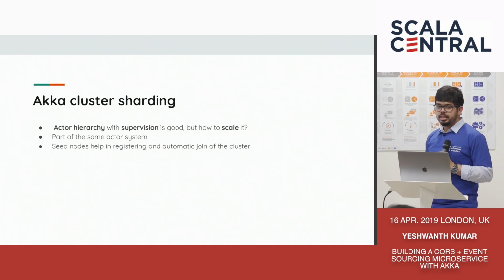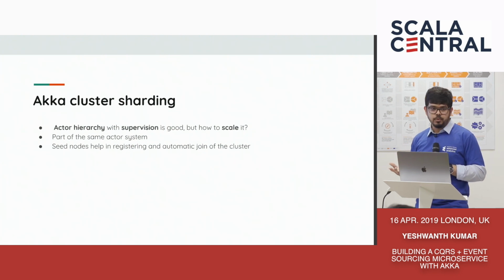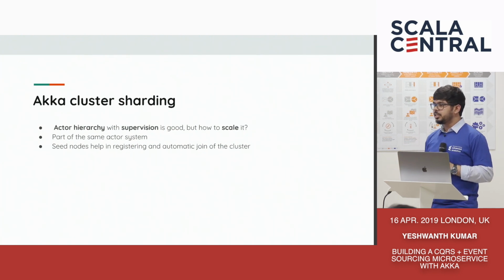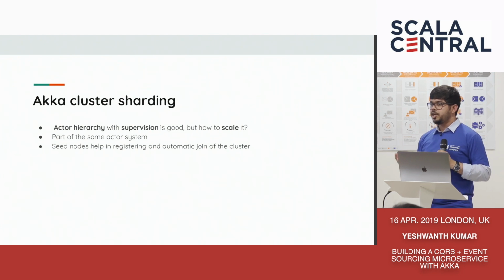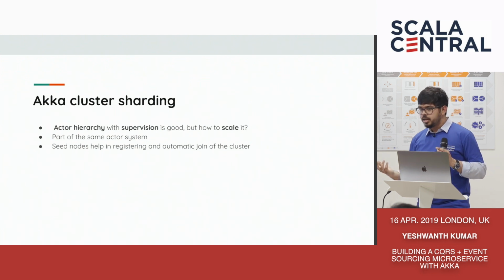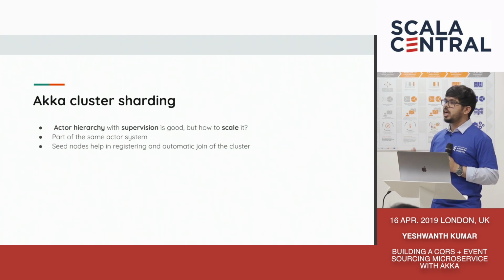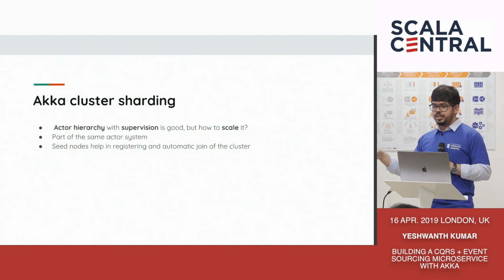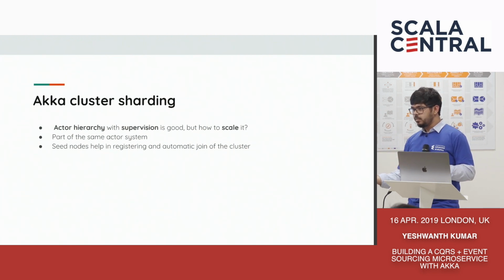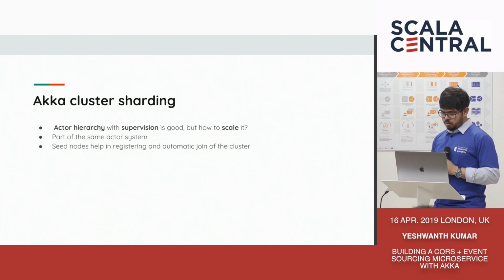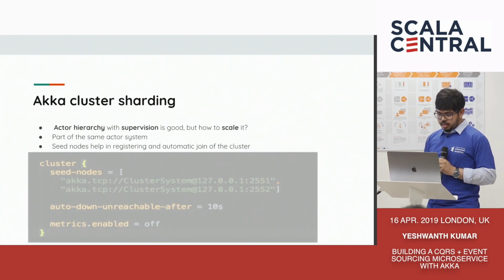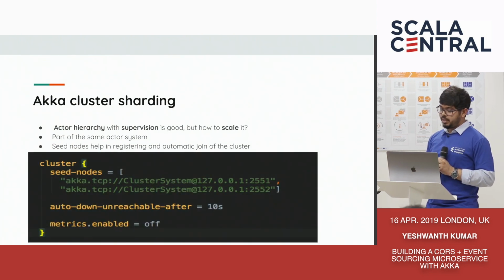But how do we scale this? Akka gives you certain ways to do that. You have Akka clustering, and of course you have Akka cluster sharding as well. What clustering does is, you can have a 3-node or a 4-node Akka cluster where your actors reside, and Akka cluster sharding is how you create n number of shard regions for the actors to reside in.